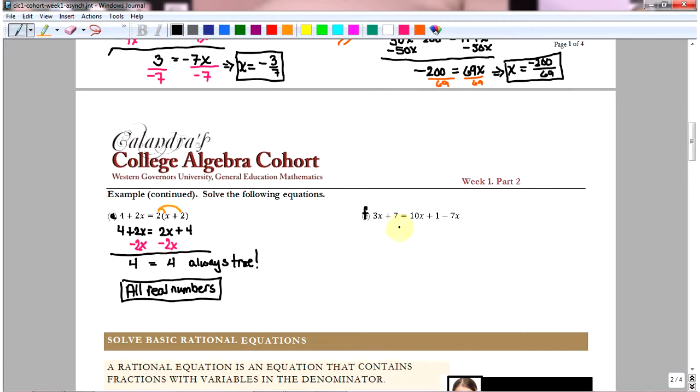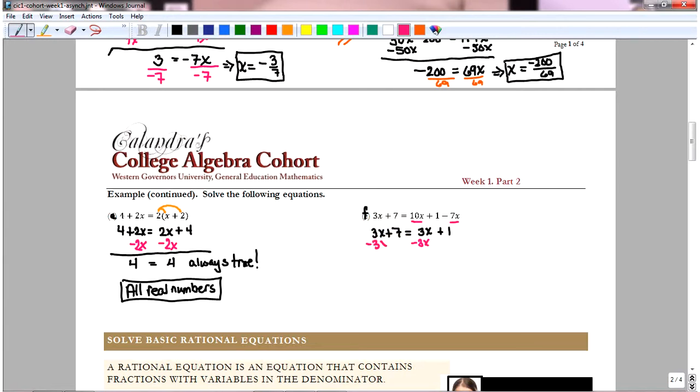Okay, well, for part F, to solve this one, on the right side, notice we have like terms, 10x minus 7x, so we need to combine those. So first, bring down our 3x plus 7, since we're not working with it yet. 10x minus 7x gives us 3x, and we still have plus 1. All right, so notice we have a similar situation that we had with the last problem, because we have exactly the same variable on either side of our equation.